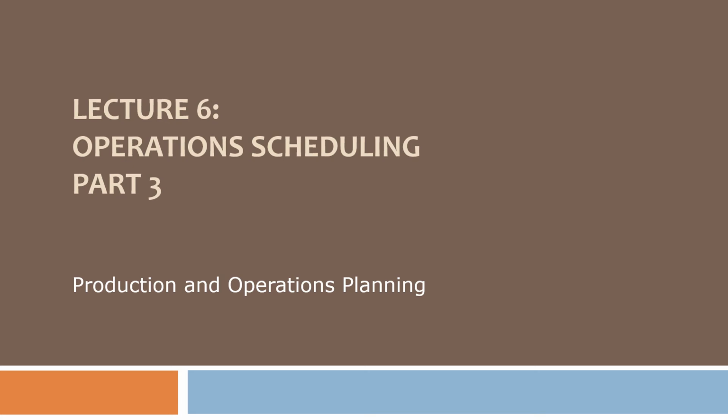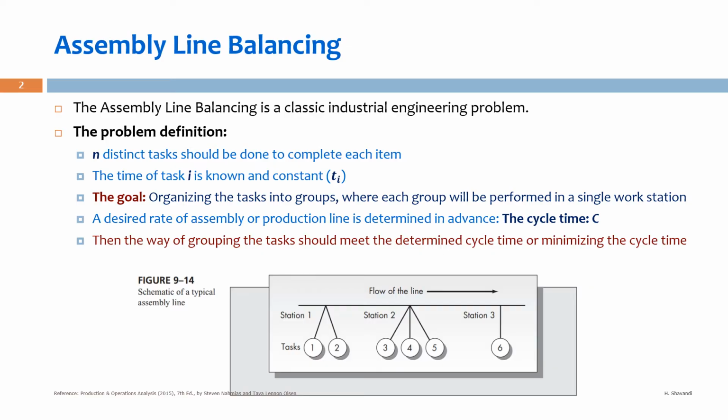Lecture 6, Operations Scheduling, Part 3, and this is the last part of this chapter. In this part, we will have the assembly line balancing problem, and this is known as a classic industrial engineering problem. So here we have an end product, let's say our product and item, and each item of the end product will include n tasks.